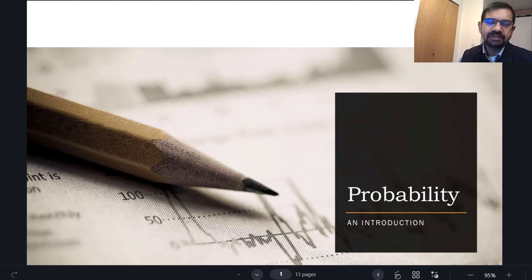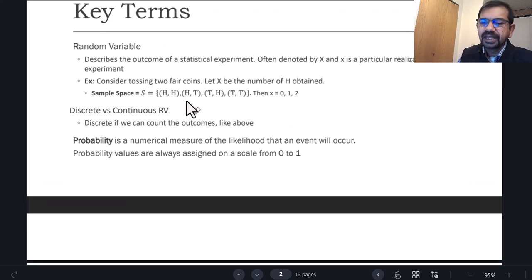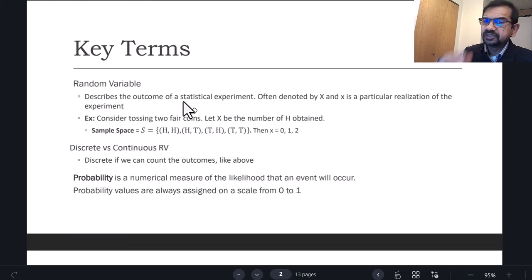And then we'll wrap up with a discussion of a very important theorem, which is used in machine learning, Bayes' theorem. So in terms of what is probability, how do we define probability? Before we begin with probability, the key term is random variable. A random variable basically describes the outcome of a statistical experiment.